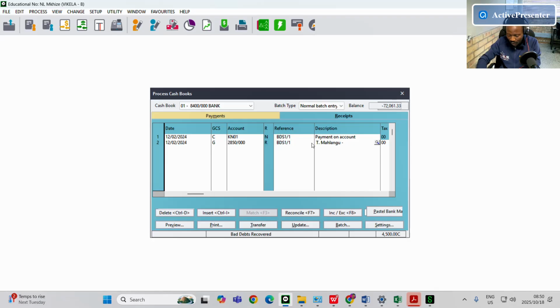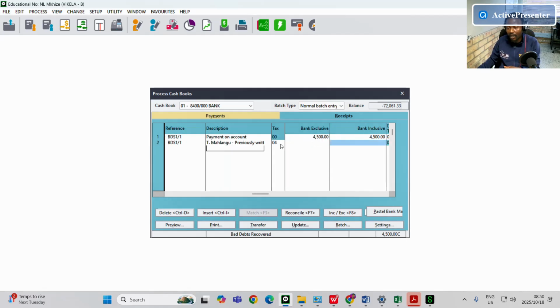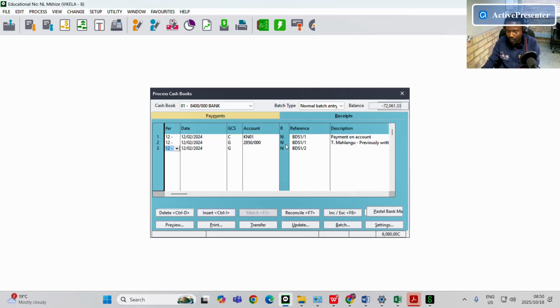Then I'm going to say previously written off. With bad debts, you need to put the bad debts VAT, which is number 4 normally, but you need to click the drop down arrow to see where it falls under. It could be number 5, it could be number 6, it could be anywhere, but you need to confirm. 1580. So I'm done with this deposit slip.